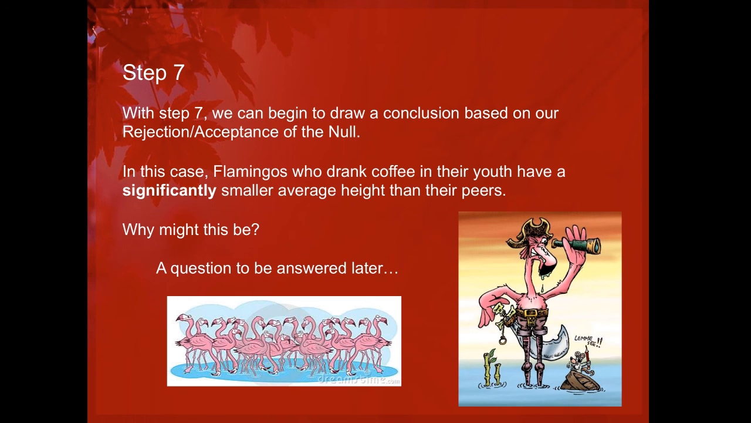The final step is to state your conclusion, which is what? Since we reject the null hypothesis, the alternative must be true, which stated that there are differences between our sample and the general population of flamingos. By looking at our test statistic, we see that it is a negative value. So we conclude that flamingos who drank coffee are indeed shorter than the flamingos that did not drink coffee growing up. Why is that? Well, that is something that we will answer at a later time.